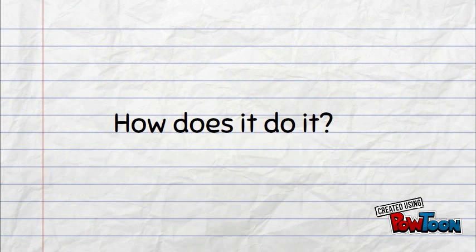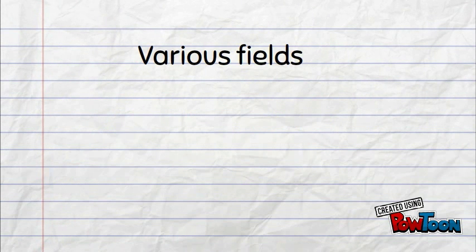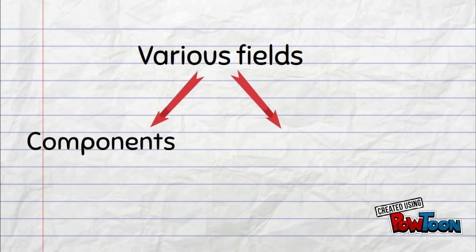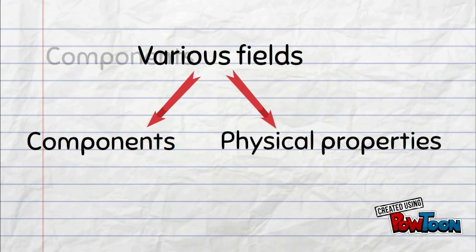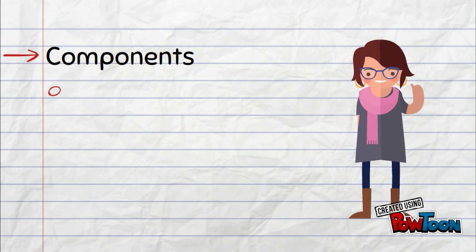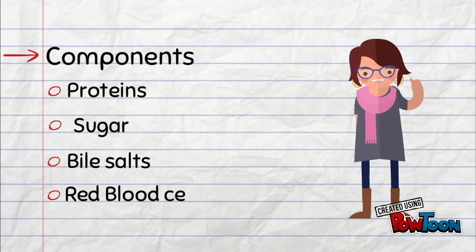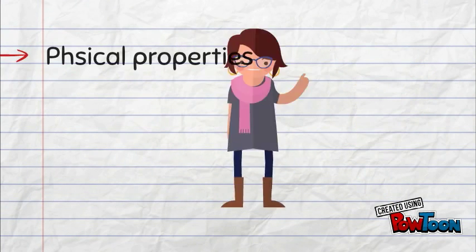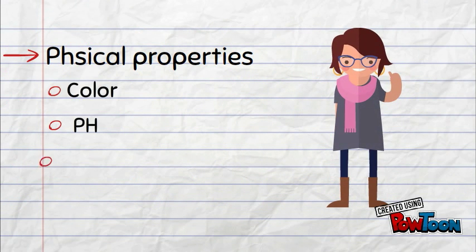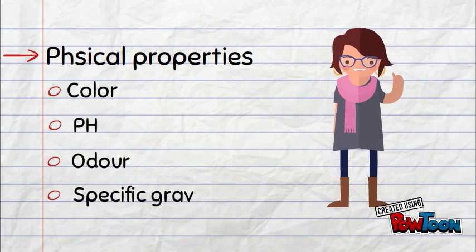How does it do it? A urine report contains various fields which can be divided into two main categories, namely the components, which are present in the urine, and the physical properties. The components include fields such as proteins, sugar, bile salts, red blood cells, etc. The physical properties include color, pH, odor, and specific gravity.